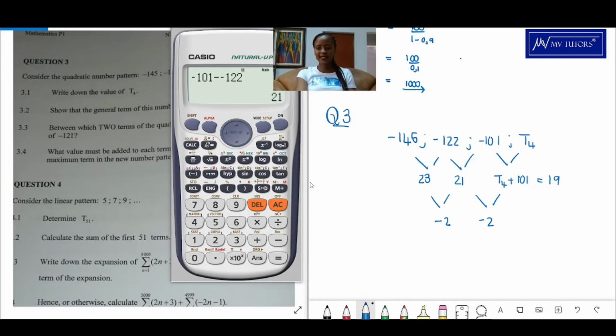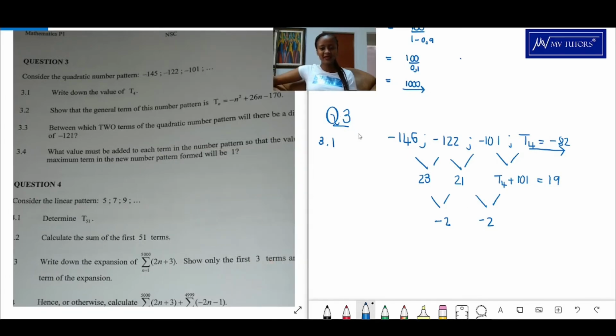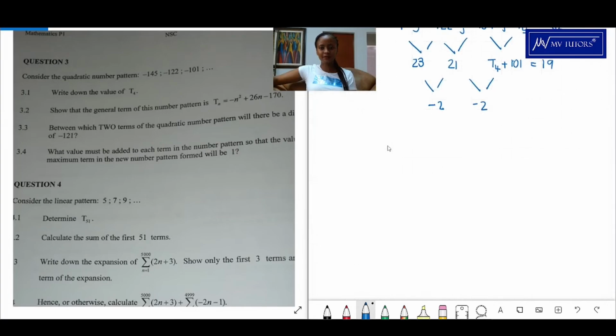And then what exactly will be our terms? So if I take -101 and add 19 to it, the answer that I will get is -82. So that is actually T4. So I have -82. So that is our answer for 3.1. All right. Okay, let us move on to the other question.